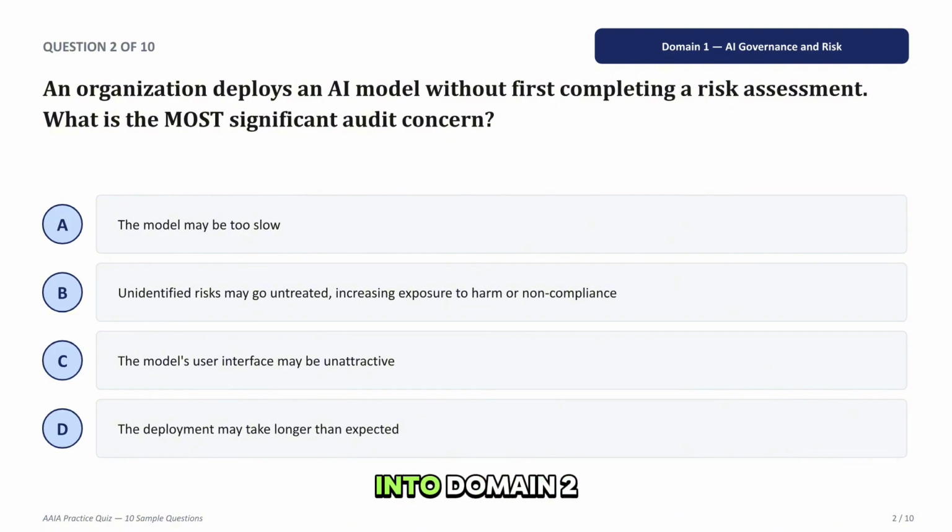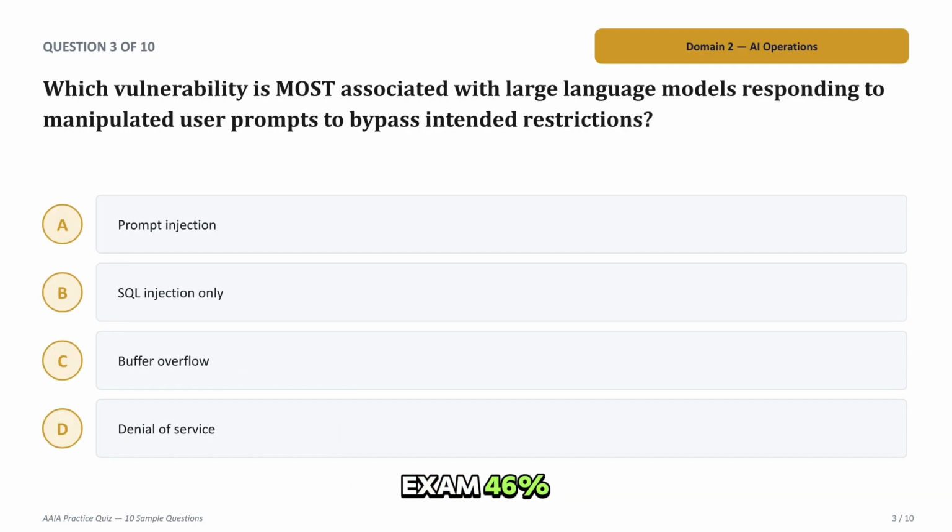Now we're moving into Domain 2, AI operations. This is the domain that carries the most weight on the real exam, 46%. Nearly half your score comes from this one domain, so pay attention here.